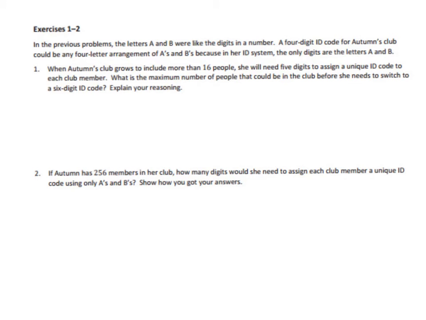Alright, so in the previous problem we talked about the letters, like digits. A and B were digits. A 4-digit ID in Autumn's Club could generate 4-letter arrangements of A's and B's. And the only digits were A's and B's, though. When Autumn's Club grew to include more than 16 people, she will need 5 digits to assign the ID code for each member. What's the maximum number of people she could do? Explain your reasoning. So, we were last up to log base 2 of 16 for 4 digits, right? Could generate the 16 that we needed.